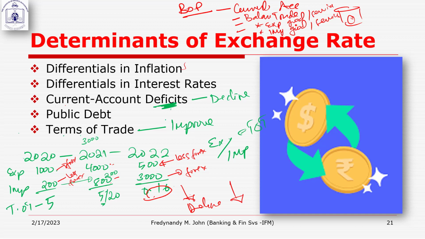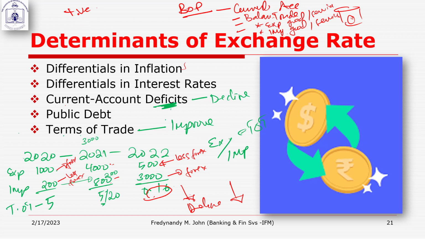Now, if you export more than import, it means balance of trade will be positive. There are some other elements in the current account, but the balance of trade constitutes a lot. It contributes a lot in the current account than other elements. That's the reason I'm going to focus only on the balance of trade.